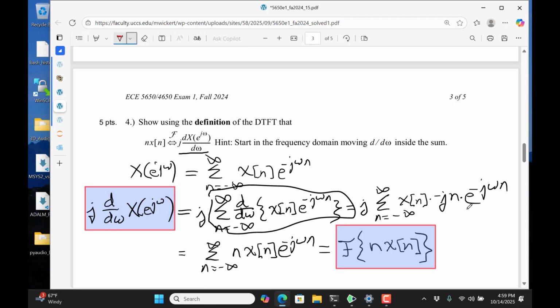That's the only thing that the d omega finds to do anything with, so it operates on that and pulls out minus jn. And then I can rearrange it, because the minus j that came out goes with this plus j to become a plus 1. And then I'm left with n times x of n. So since we started over here on the left in the red box, and we end up with something that appears to be the Fourier transform of n times x of n, that establishes the proof.